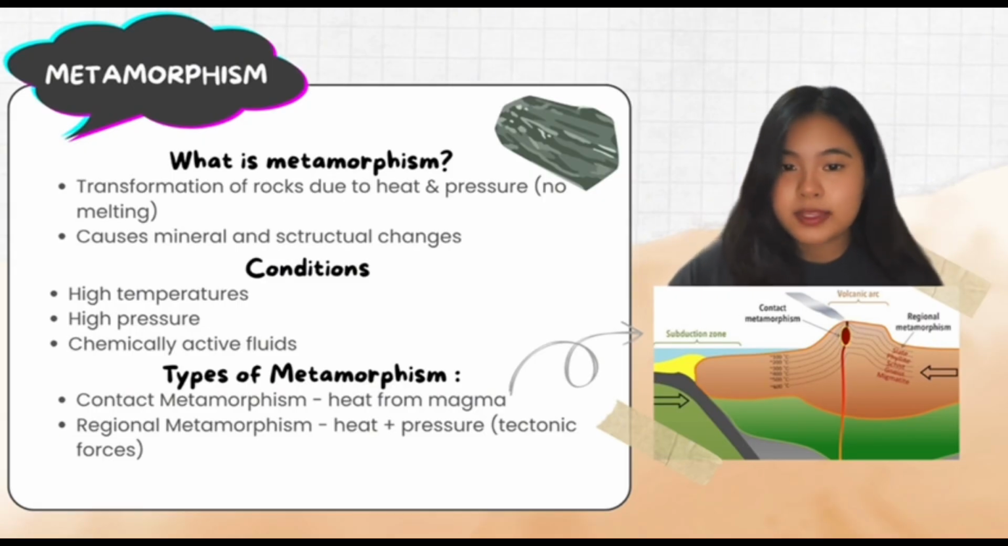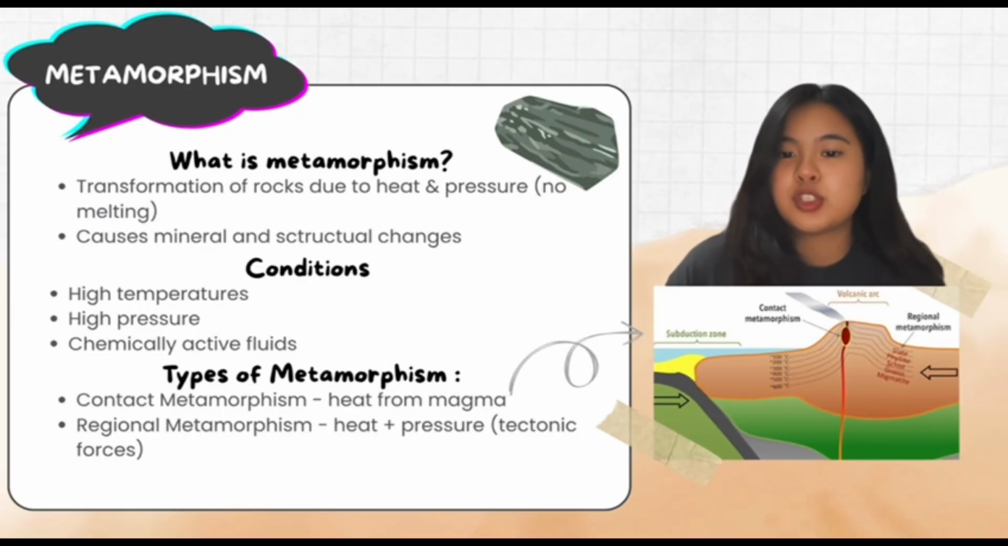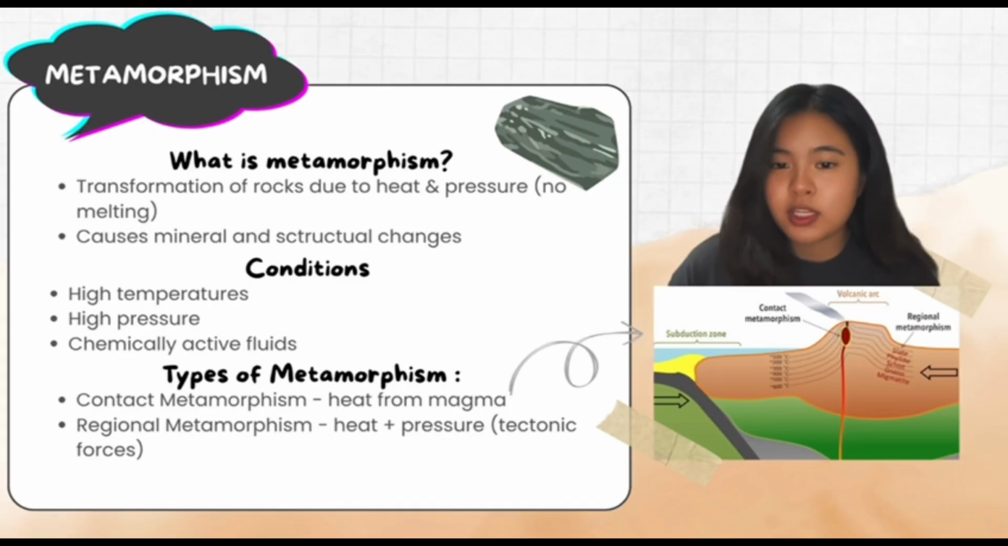There are two main types of metamorphism. The first is contact metamorphism, which occurs when rocks are heated by nearby magma. In this case, temperature is the main factor, while pressure is relatively low.